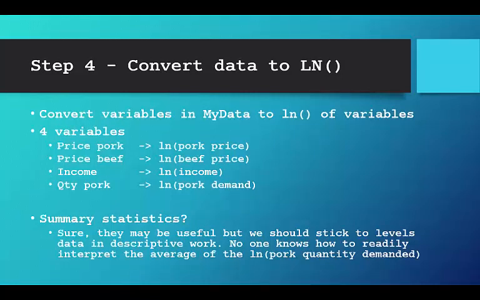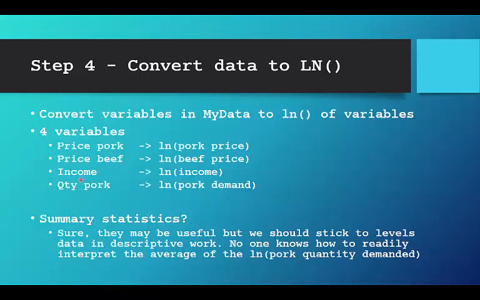Okay, so I've got step 4 up on the slideshow here, and it says that I need to convert my data to natural logs. I'm going to convert the variables in the My Data spreadsheet to the log of those variables. We call it a transformation of the variables. I have 4 variables I'm going to work with right now: the price of pork, the price of beef, and the income. Those three we're going to use in this regression model to explain the quantity demanded of pork.